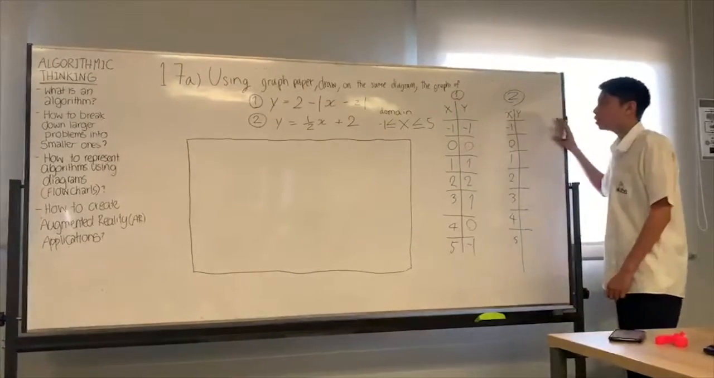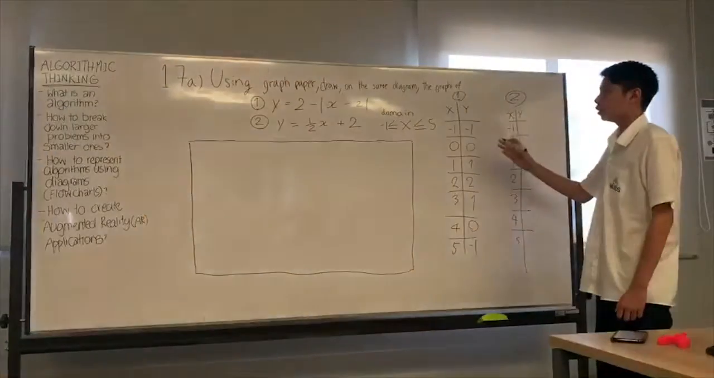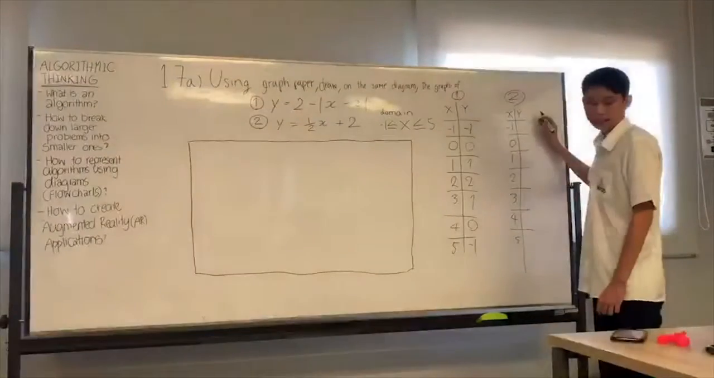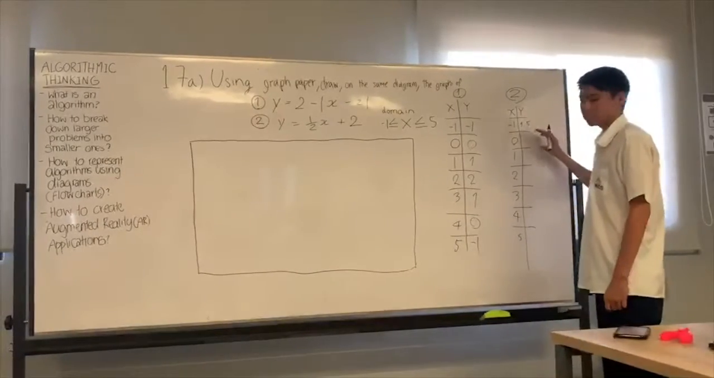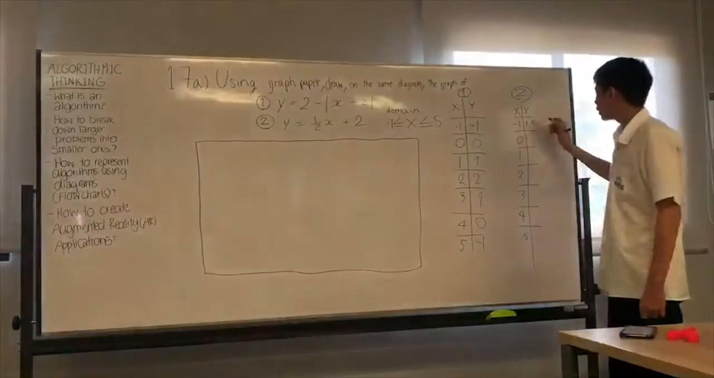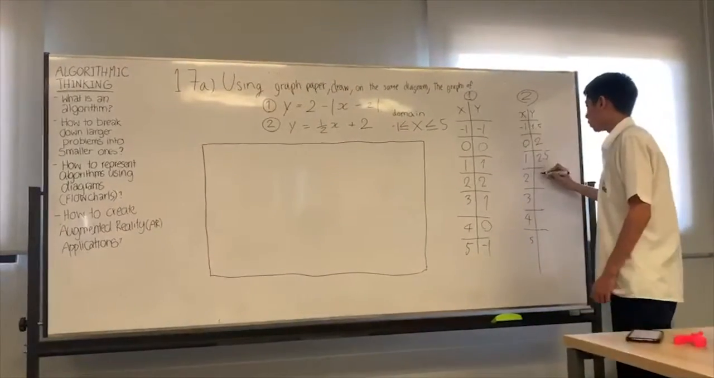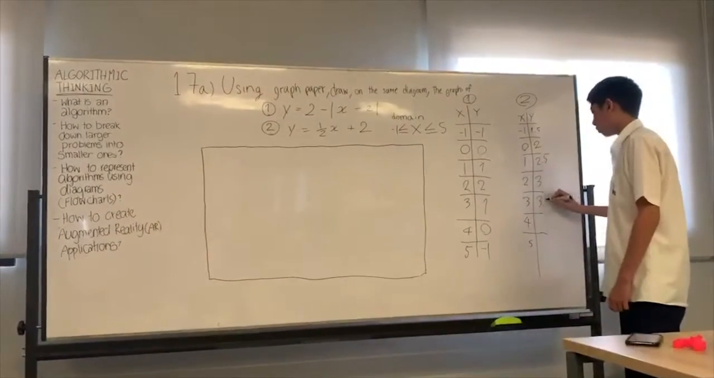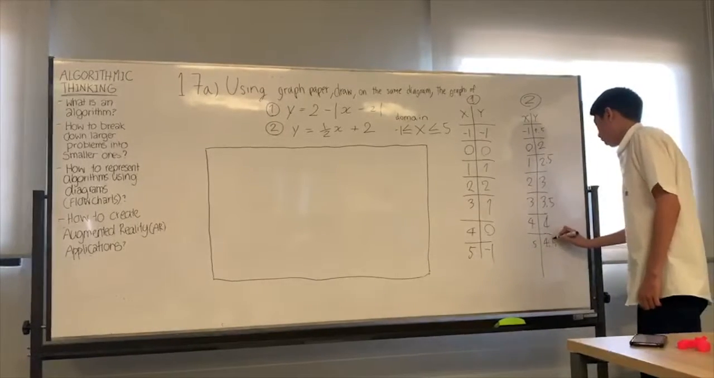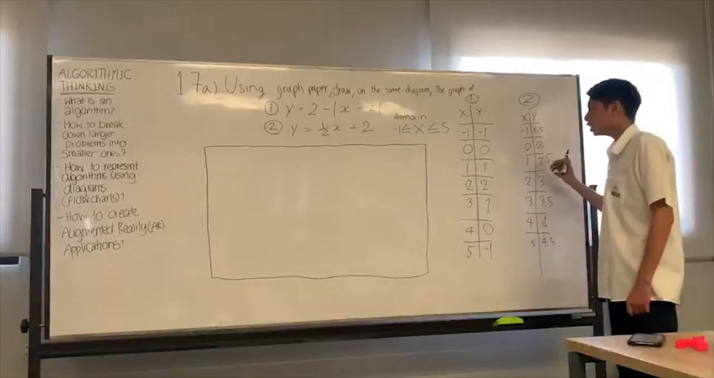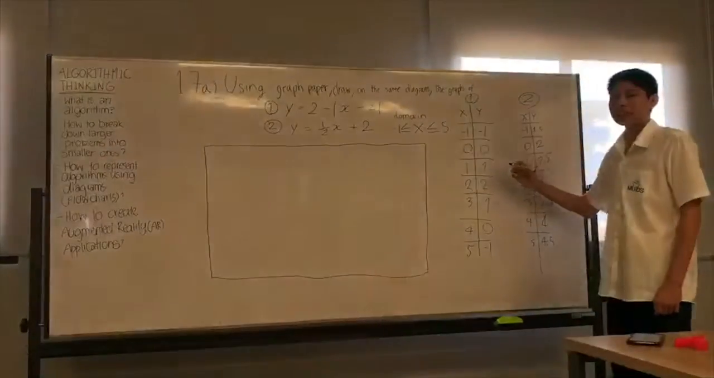And for the second equation, if we plug in -1, we will get y at 1.5. With x equal to 0, we will get 2, and with 1 we will get 2.5. With 2 we will get 3. With 3 we will get 3.5. With 4 we will get 4, and with 5 we will get 4.5. And if we sketch it on the graph paper, you get the graph like this.